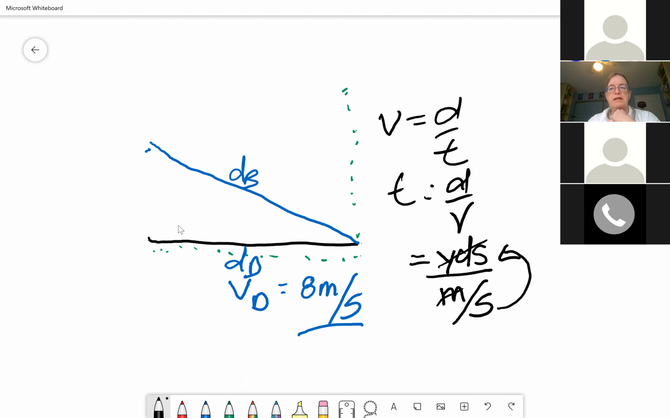And that allows you to calculate the time. And again, you're going to need to know this distance anyway in order to calculate this distance. This distance is actually given to you in meters, not yards. So they clearly want you to convert the yards to meters.